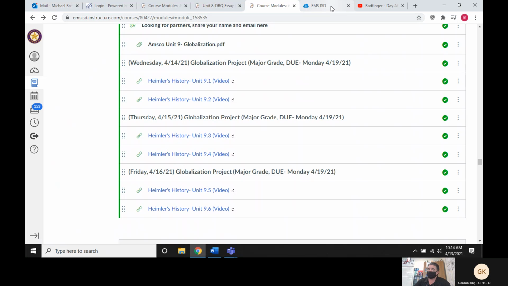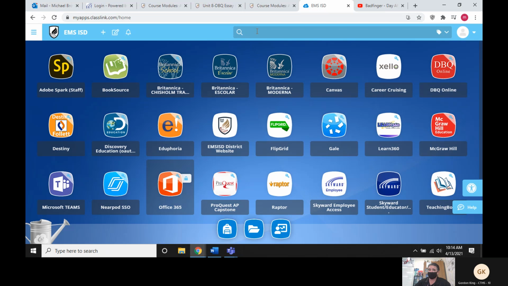As far as if you want to work on this with a partner or not, it's up to you. It can be a partner, it can be a group. You could have up to 4 people in your group. Pretty easy, though, to do it.